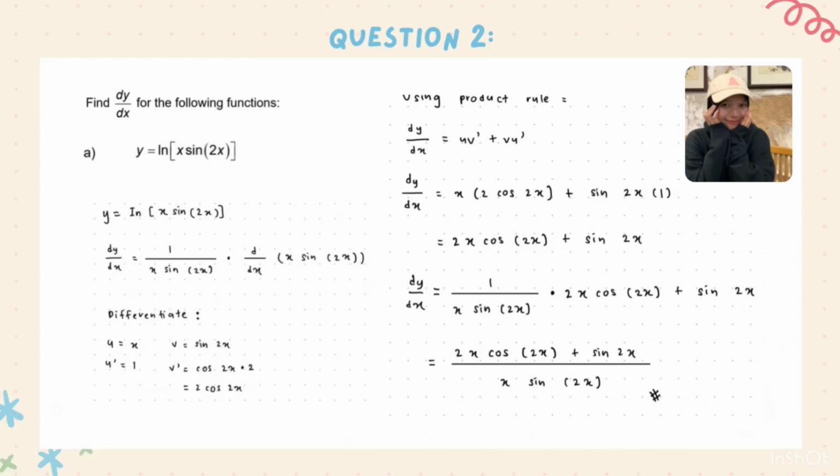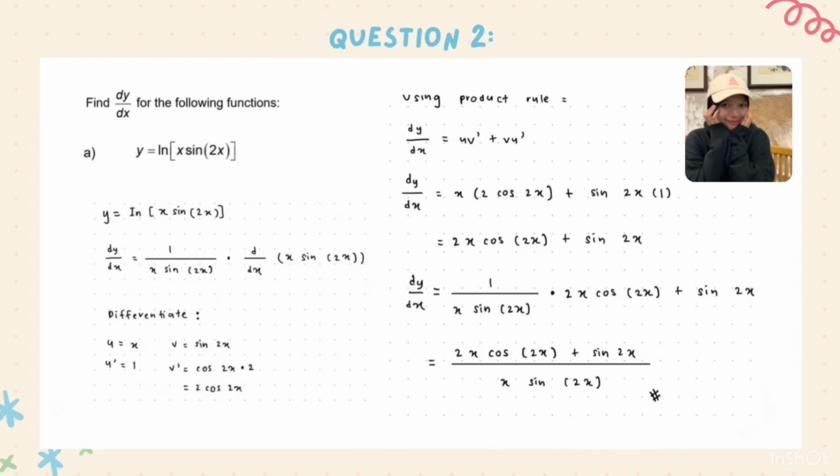For question 2a, the problem starts with the function y equal to ln of x sine 2x. To find its derivative dy over dx, we use the chain rule, which gives dy over dx equal to 1 over x sine 2x times d over dx of x sine 2x. To differentiate x sine 2x, we apply the product rule. For u equal to x, u prime equal to 1, v equal to sine 2x, and v prime equal to 2 cos 2x.